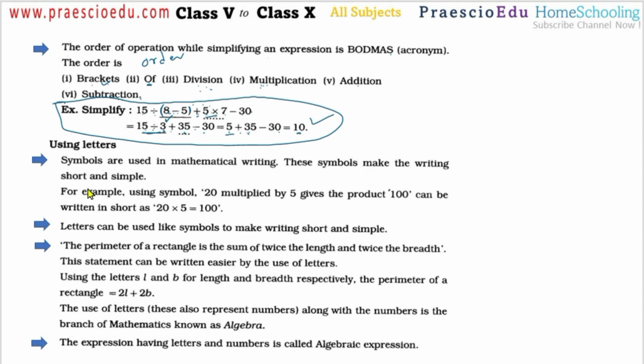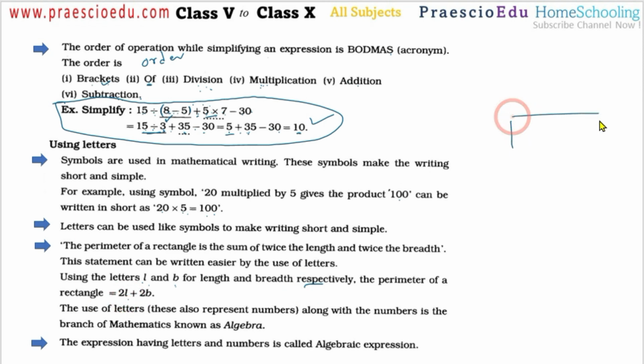Letter symbols are used in mathematical writing. These symbols make the writing short and simple. For example, 20 multiplied by 5 gives the product 100, which can be expressed shortly as 20 multiplied by 5 equals 100. The perimeter of a rectangle is the sum of twice the length and twice the breadth. This statement can be written easily using letters L and B, for length and breadth respectively: the perimeter of the rectangle is 2L plus 2B.